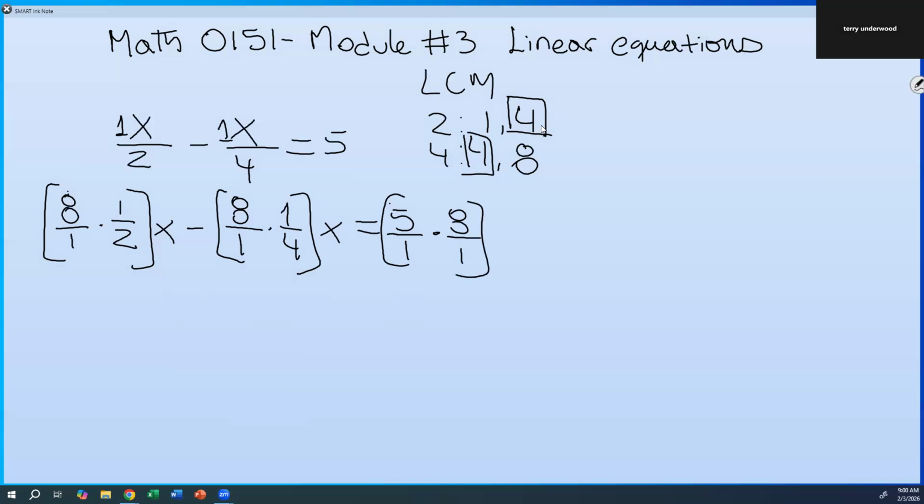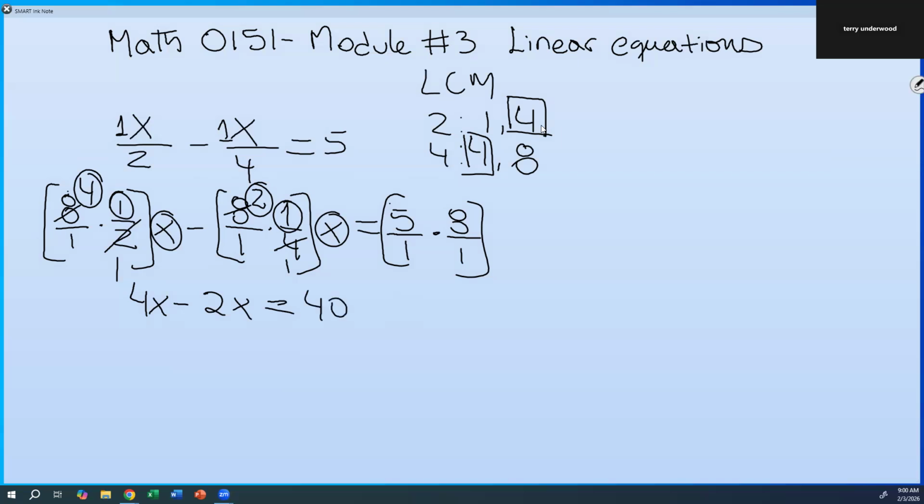And then let's clean up every bracket. The first bracket, how many times 2 going into 2? 1 time, and 8, they go 4 times. So I have 4 times 1 times x will be 4x minus. How many times 4 going into 4? 1 time, and 8 go 2 times. So the only thing I have left over is 2 times 1 times x. That will be 2x. And here, 5 times 8 is 40.